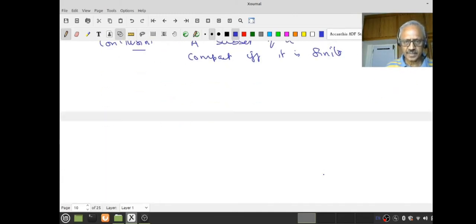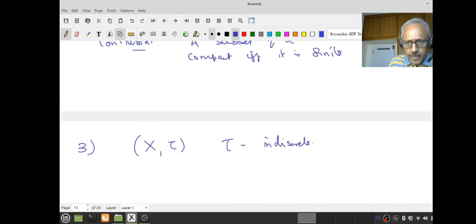Right. Now let's look at the third example. What should be the third example? Indiscrete. Right. Now suppose A is a non-empty subset of X. I want an open cover.